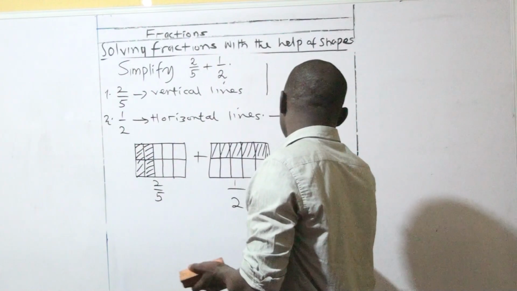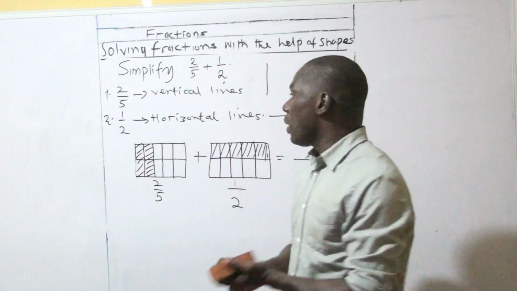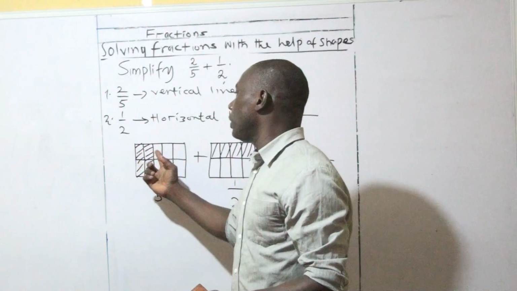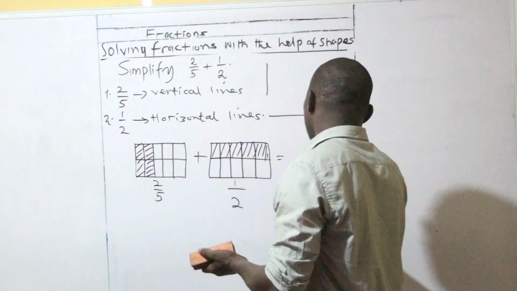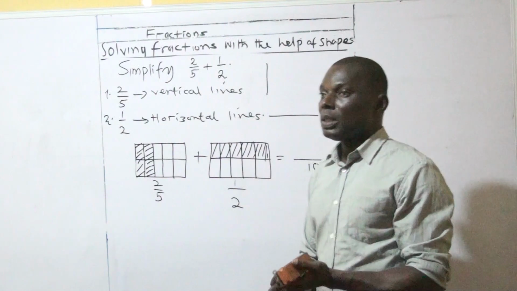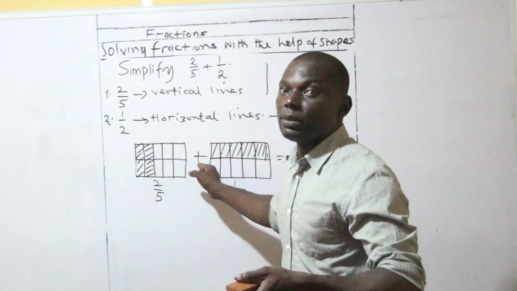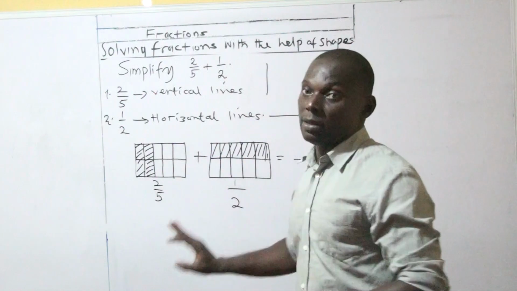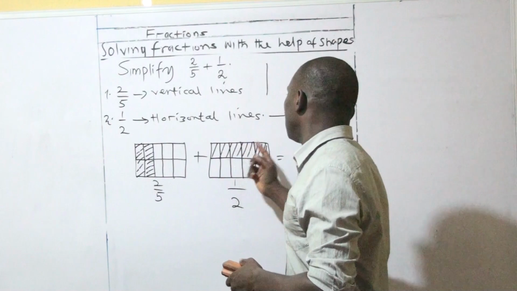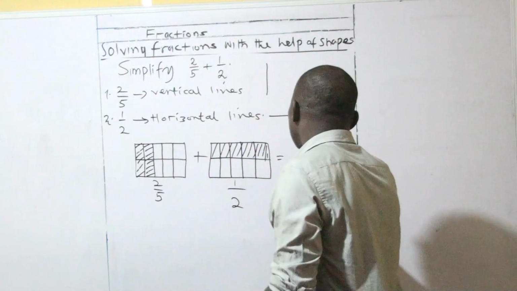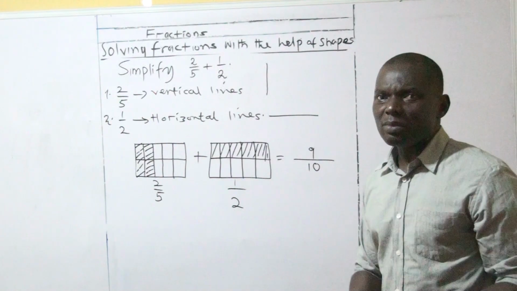So here, we will look at the denominator of this fraction, which is now our LCM. We can just take one shape. 1, 2, 3, 4, 5, 6, 7, 8, 9, 10. So here, we put 10 here. Because we are doing addition, we count all the shaded parts together. 1, 2, 3, 4, 5, 6, 7, 8, 9. So here our numerator becomes 9 over 10. Okay?